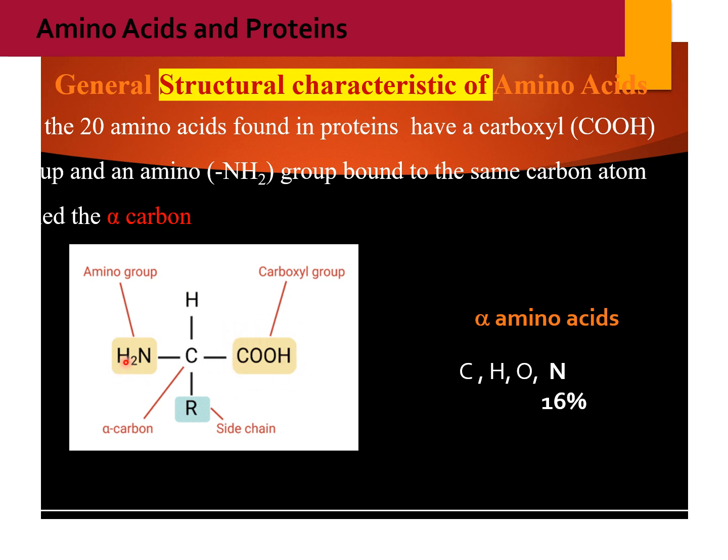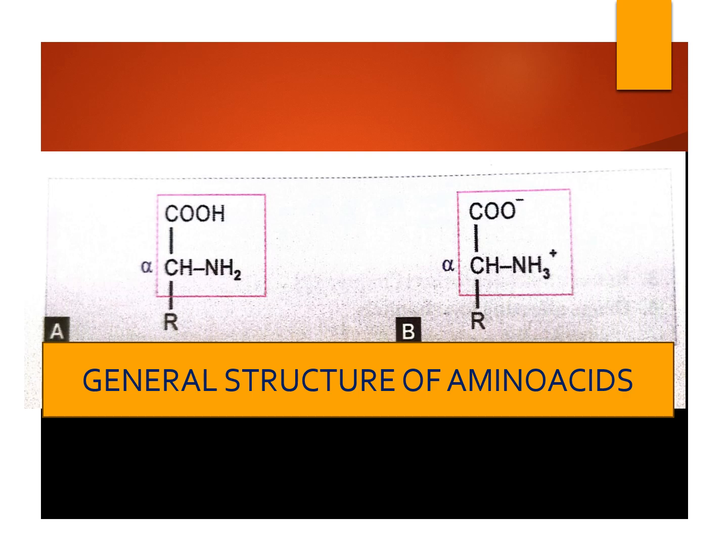There are two functional groups. This is the higher priority functional group, and the carbon is attached directly to this. So this carbon is the alpha carbon, and this is the side chain. This is the general structure of all proteins' amino acids. Carbon, hydrogen, oxygen, and nitrogen are the basic constituent elements of the amino acid, and out of this, 16% alone is nitrogen.